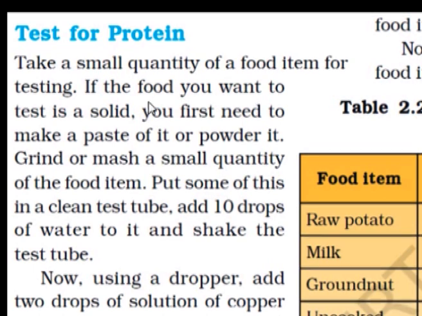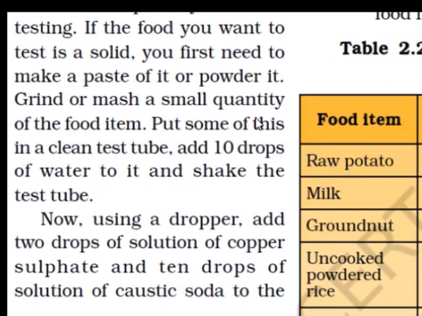If the food you want to test is a solid, you first need to make a paste of it or powder it. Grind or mash a small quantity of the food item and put some of this in a clean test tube. Add 10 drops of water to it. Shake the test tube. Now using a dropper, add 2 drops of solution of copper sulfate and then 10 drops of solution of caustic soda to the food item.